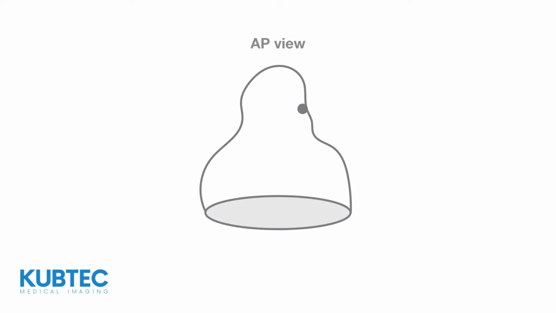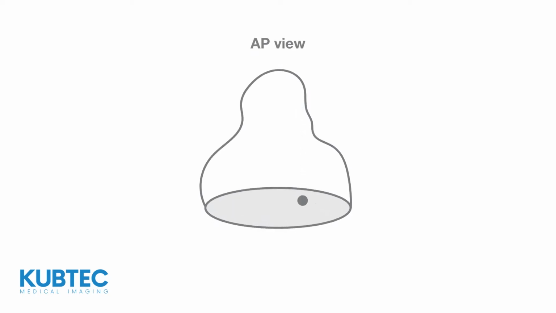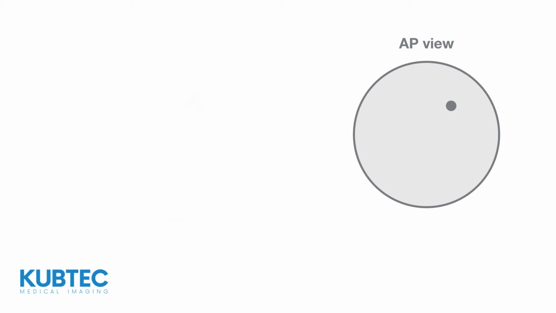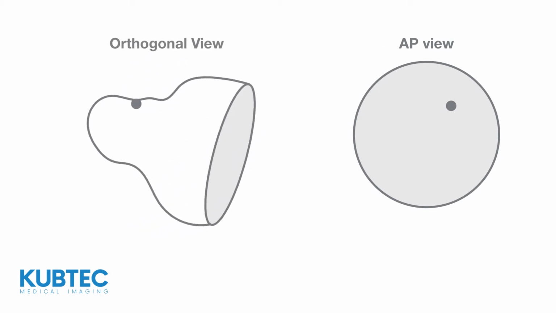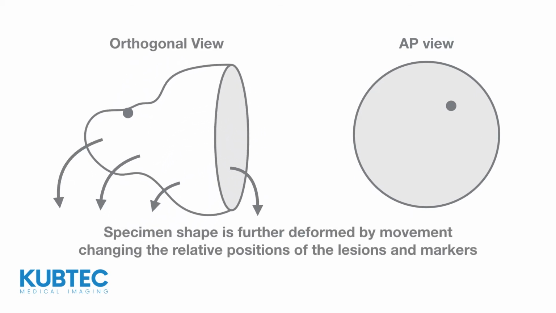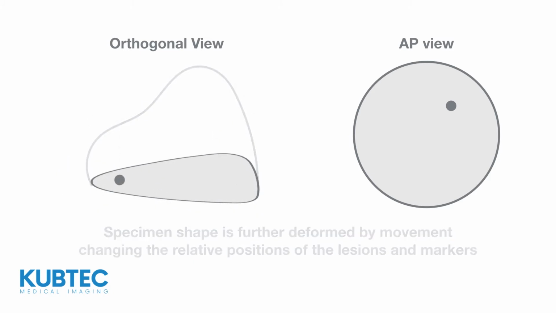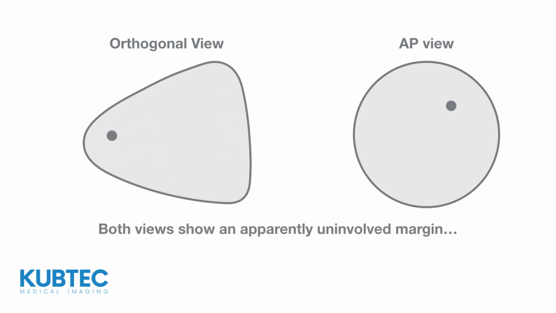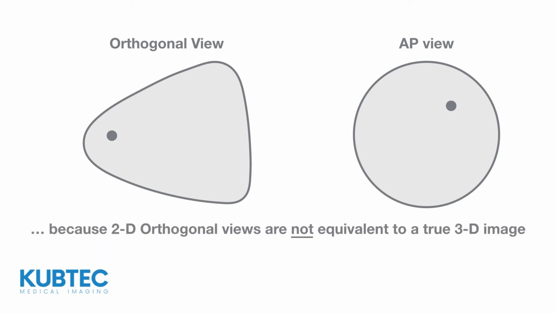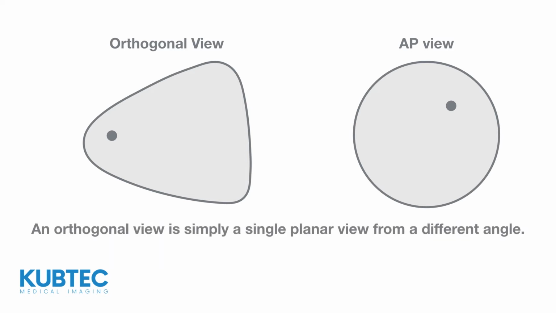First, a traditional 2D image is taken. Then the specimen is rotated 90 degrees, and the specimen shape is further deformed by movement, changing the relative positions of the lesions and markers. In this case, both views show an apparently uninvolved margin, because 2D orthogonal views are not equivalent to a true three-dimensional image. In fact, an orthogonal view is simply a single planar view from a different angle.